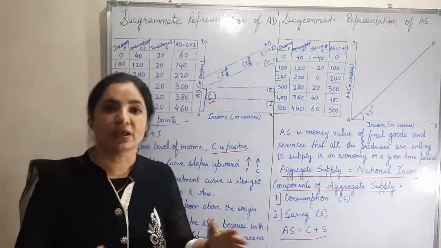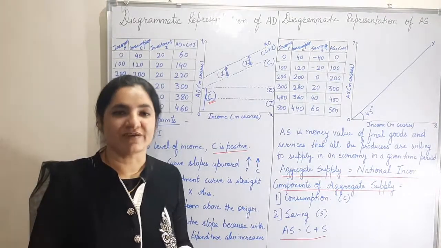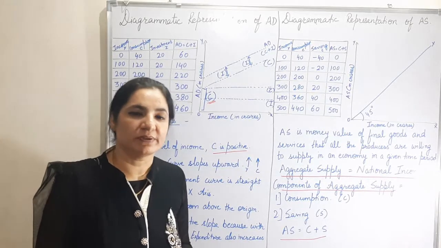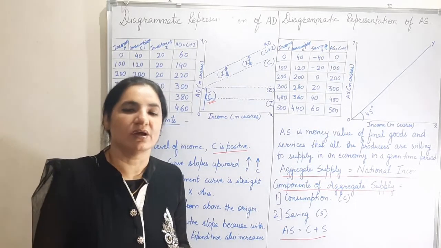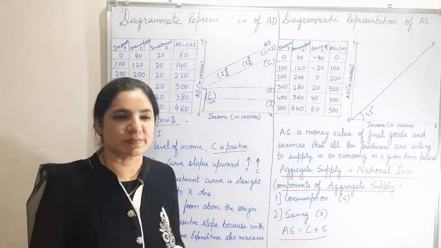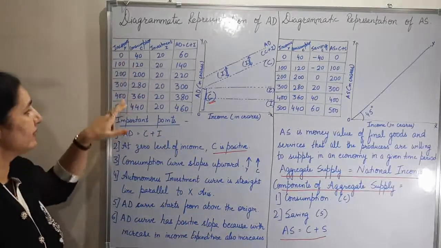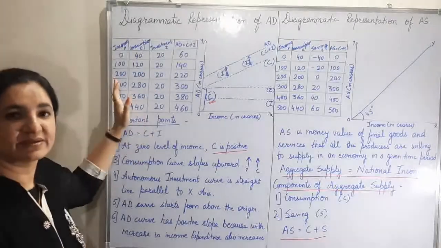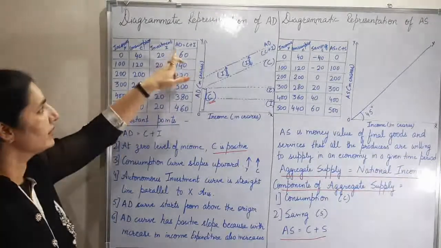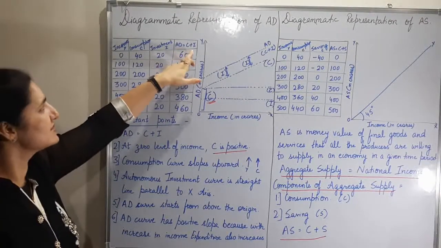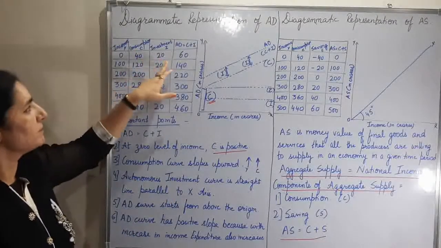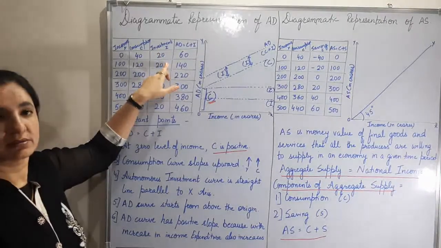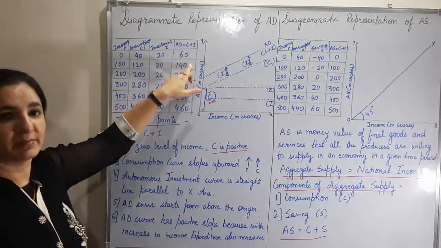But this is a very general phenomenon: when income increases, the tendency of the human being to make expenditure also increases. So with an increase in income, consumption also increases, and aggregate demand is equal to C plus I, that is consumption plus investment. So consumption plus investment is total aggregate demand.